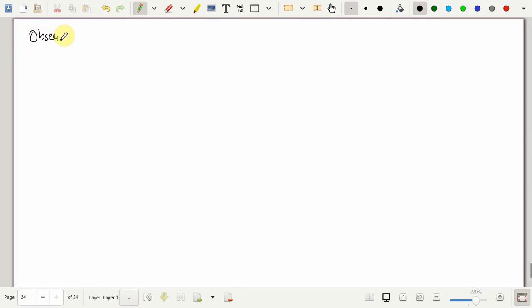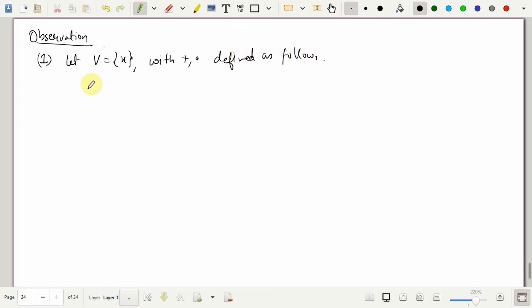Observation: first thing, you observe that if I have V as a singleton {x} with plus and dot, that is addition and scalar multiplication, defined as follows. The only way you can define addition is that x plus x is equal to x, because there is only one element in this set V. Even if I say x plus y is equal to something, then that y has to be the same as x, because that y is coming from V. So the only way you can define addition is that x plus x goes to x, and also alpha dot x goes to x.